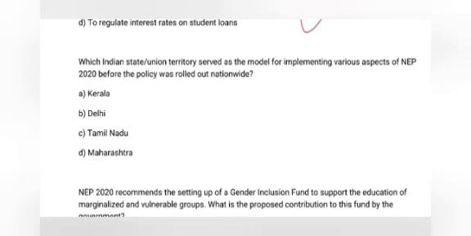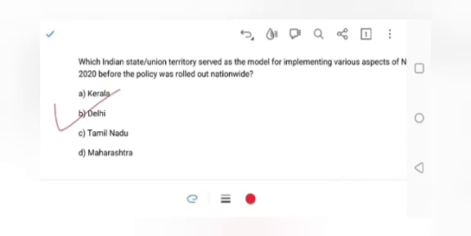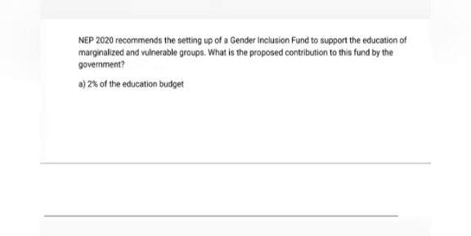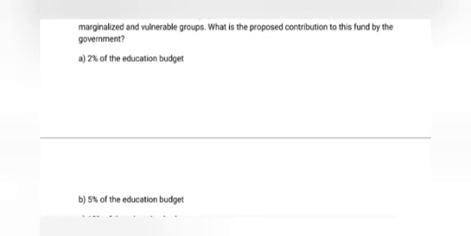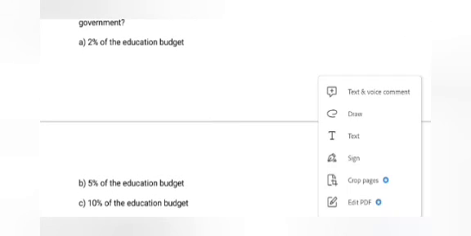Next, which Indian state or union territory served as the model for implementing various aspects of NEP 2020 before the policy was rolled out nationwide? It will be number B, that means Delhi. Please verify. Next, NEP 2020 recommends the setting up of a gender inclusion fund to support the education of marginalized and vulnerable groups. What is the proposed contribution to this fund by government? So correct answer will be 2% of the education budget.